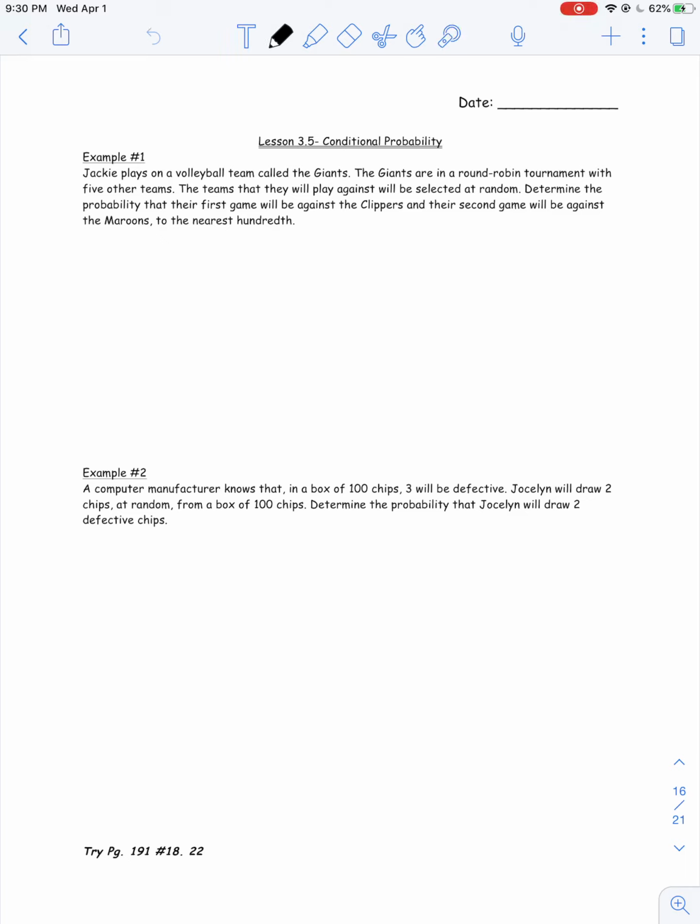Hi, Math 30-2 students. We're looking at lesson 3.5, conditional probability. This I find is the trickiest lesson to wrap your head around.